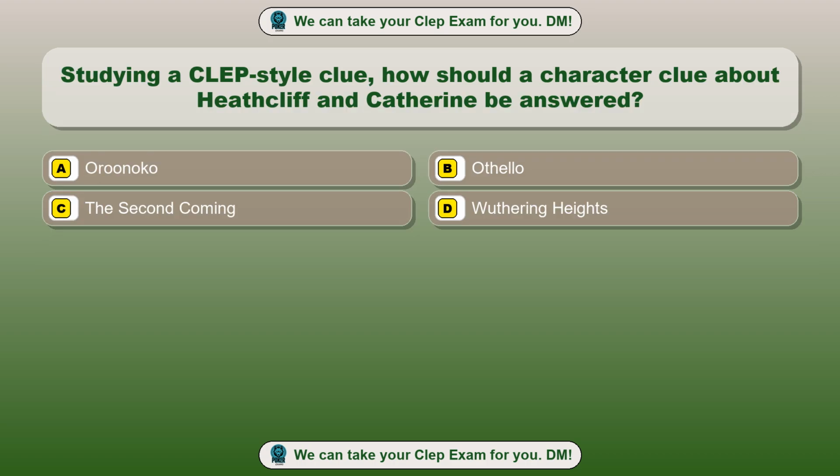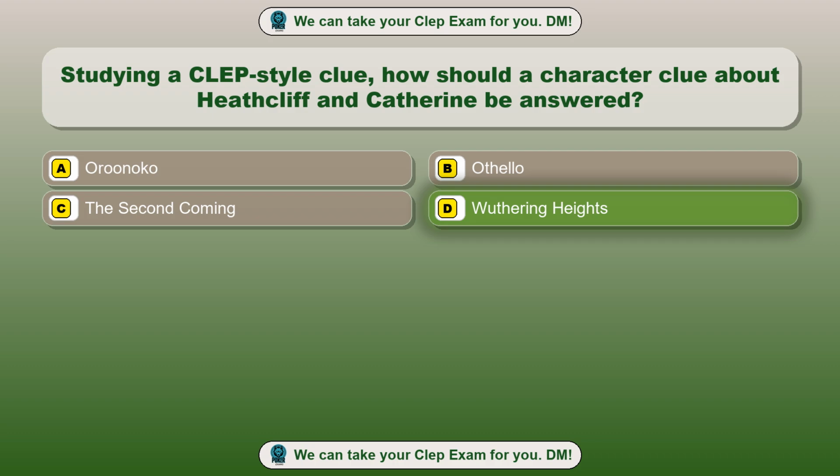Question 8. Studying a CLEP-style clue, how should a character clue about Heathcliff and Catherine be answered? Option A. Oroonoko. Option B. Othello. Option C. The Second Coming. Option D. Wuthering Heights. The correct answer is option D.